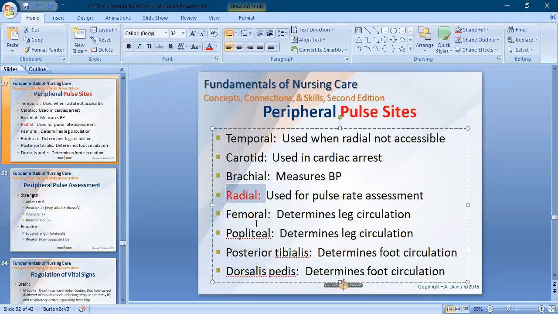And femoral, it is just beside the groin, determines the leg circulation. Popliteal determines the leg circulation, usually inside the popliteal fossa. Posterior tibialis determines the foot circulation. For peripheral resistance, or dorsalis pedis, determines the foot circulation.